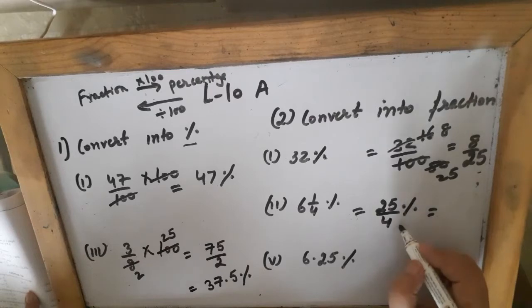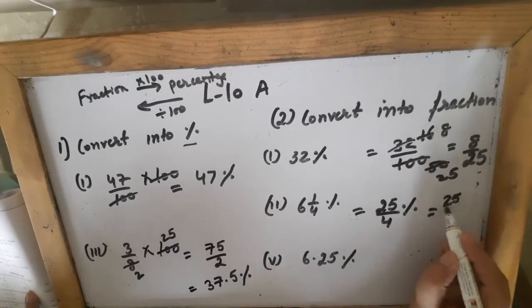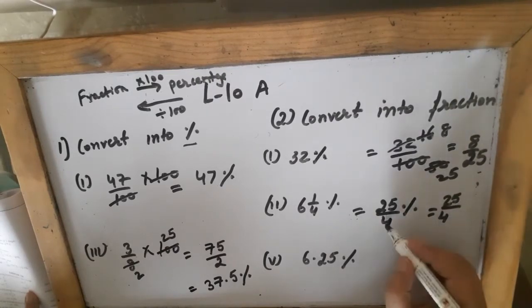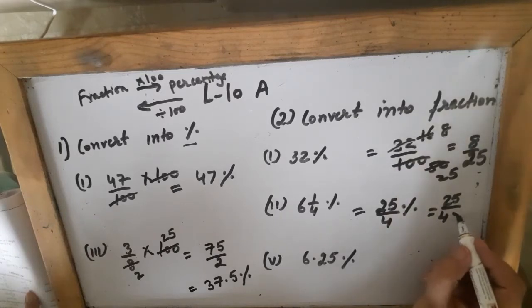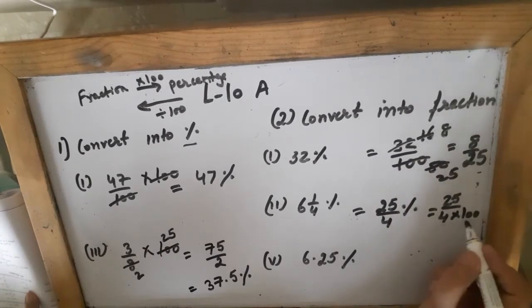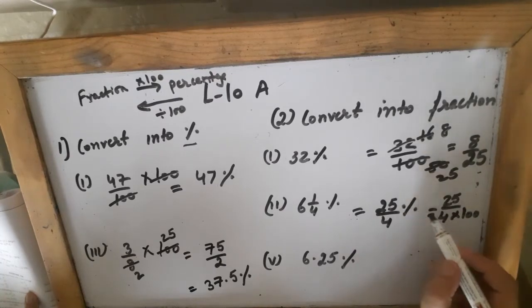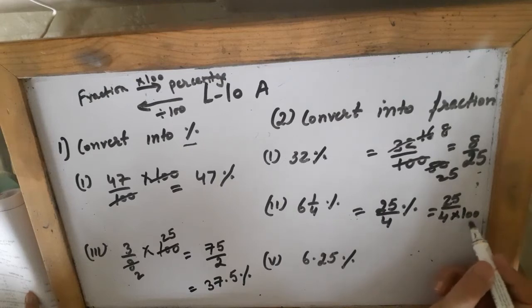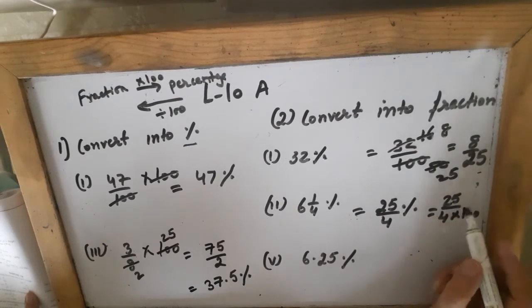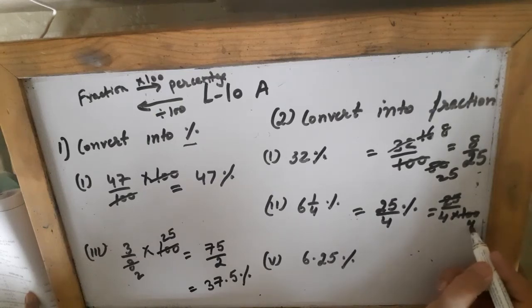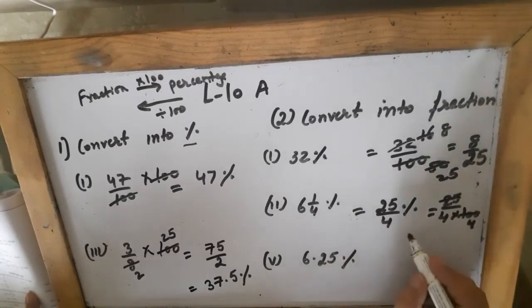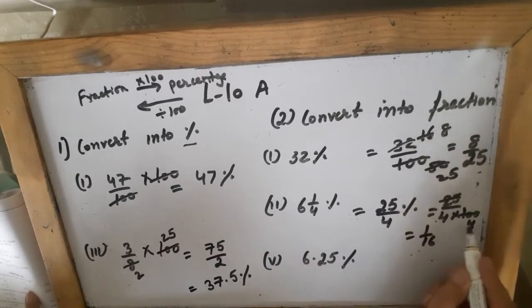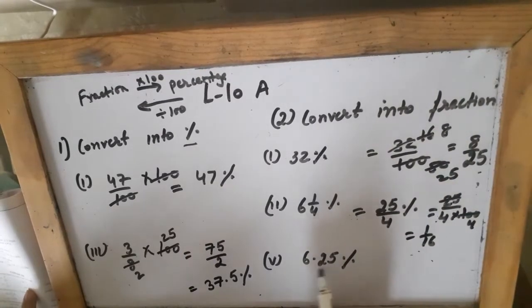So percentage means to divide with 100. So when we divide with 100, already you have 4 in the denominator, so 100 also you add over there, so it becomes 4 into 100. So percentage sign gets changed into the denominator 100. So when you reduce them, 25 4s is 100, and this becomes 1 upon 16. 4 4s is 16. Now 6.25%.